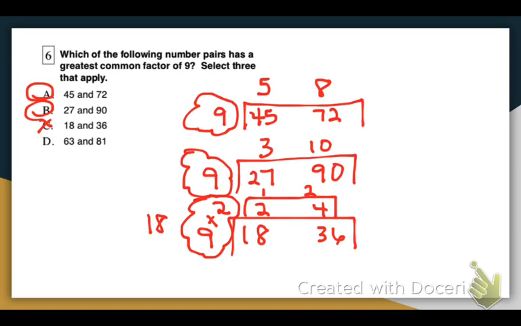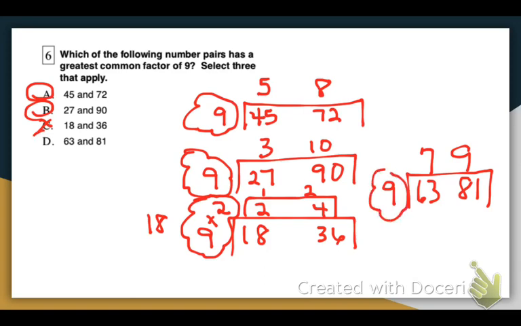And then, see if I can squeeze in 63 and 81. Put that over here. 63, 81. So 9 times 7 is 63, and 9 times 9 is 81. 7 is a prime number and will not go into 9, so the correct answer here is D. Okay, so don't forget on your data sheet, go ahead and log that one.